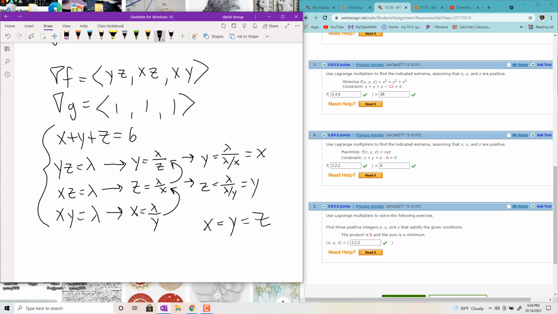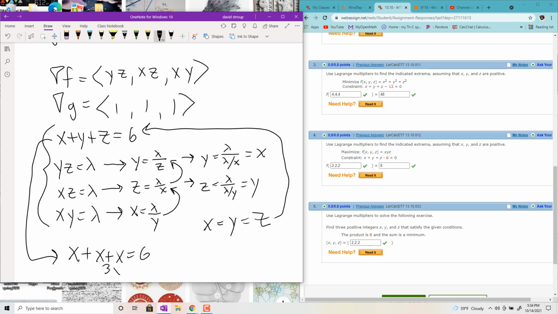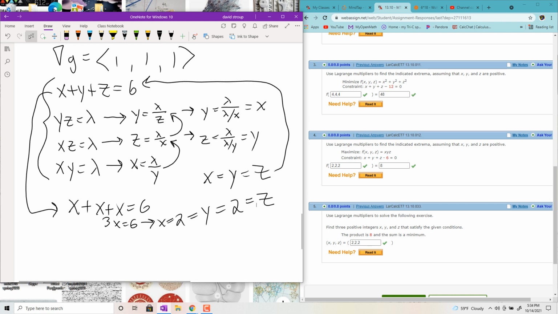They're all the same. And you could go back then to this equation and do x plus x plus x is 6. So 3x is 6. So x is 2. So y is 2 and z is 2. And you see that's my answer there. So it may be a little bit weird, but just keep in mind you're not doing anything new. It's just solving systems of nonlinear equations. You should have done that in pre-calculus. Okay? They can be weird.